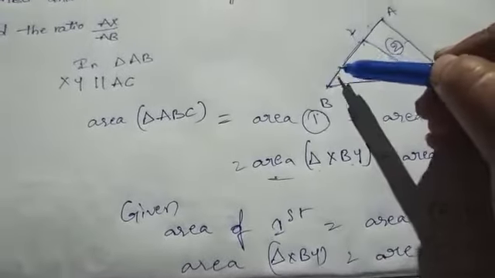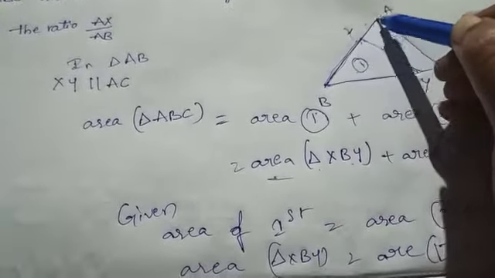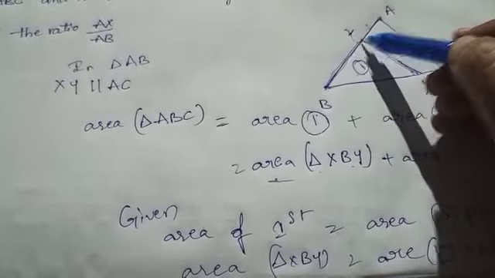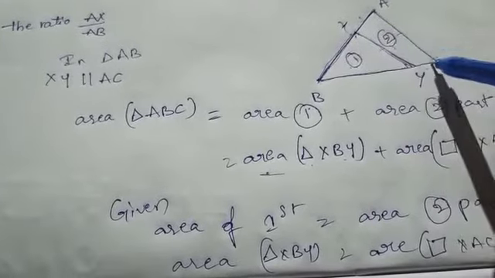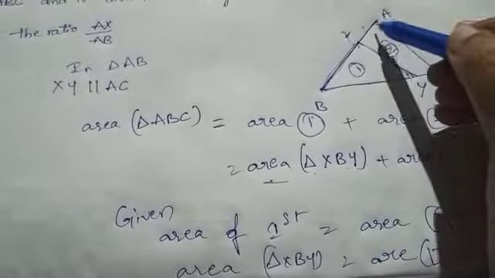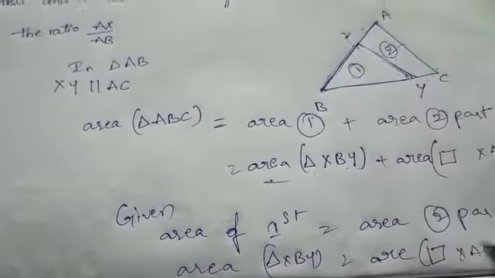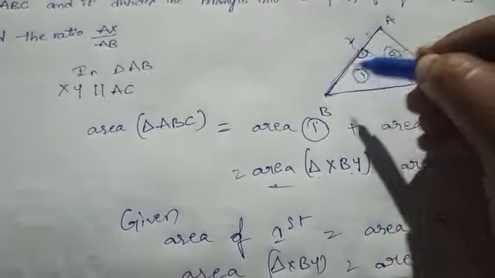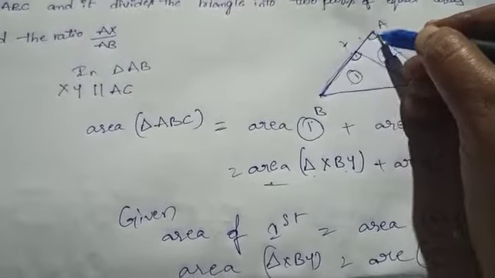See. This is a transversal line. AB is a transversal line cut by two parallel lines. They are XY and AC. Okay. Here XY and AC. These two lines are parallel, cut by one transversal line. So corresponding angles are equal. This angle BXY equals angle A.